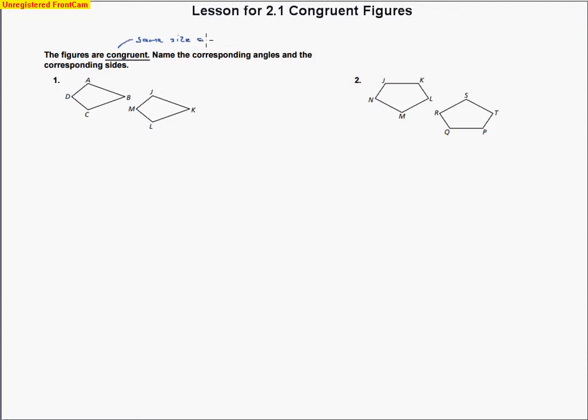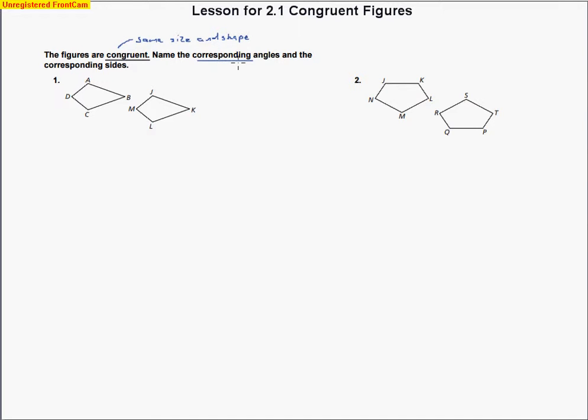and shape is what we're looking at. Now, it's important to understand what the corresponding parts are, because corresponding parts of congruent triangles are congruent. So that's what we're kind of leading into, is being able to describe whether two figures are congruent or not, and that's why we're looking at this.